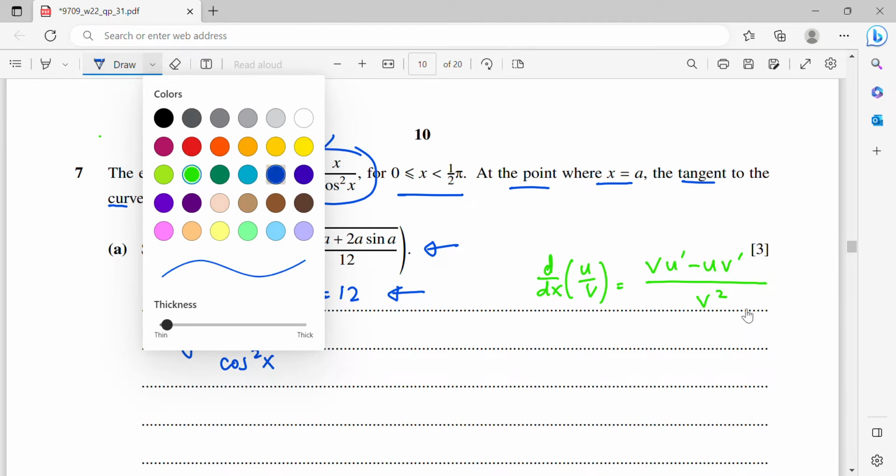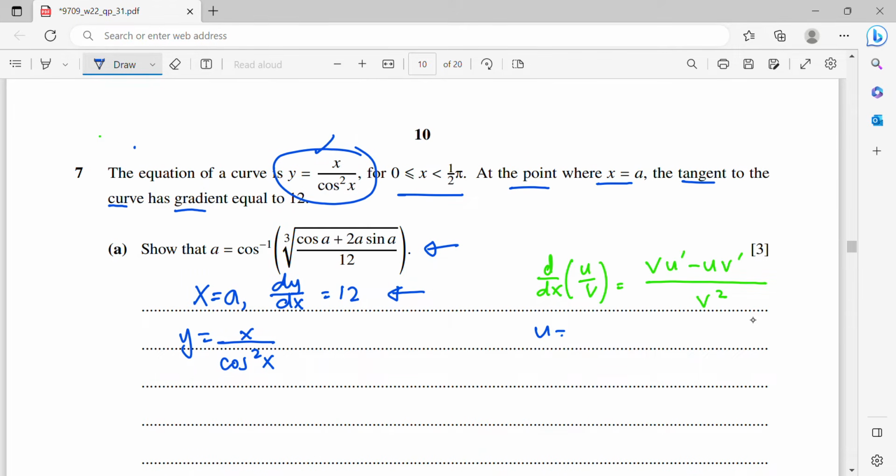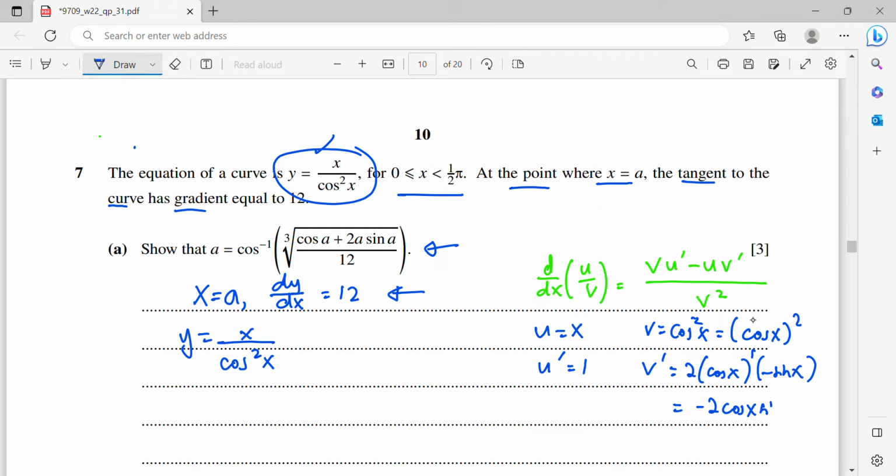So now you may write down your u first. Your u is x, your v is cos square x. For your info, cos square x is basically the square of cos x. So now u prime is 1, v prime is, bring down the 2, remainder cos x, degree becomes 1, and then the differential of cos x is minus sin x. So here I'm getting negative 2 cos x sin x.